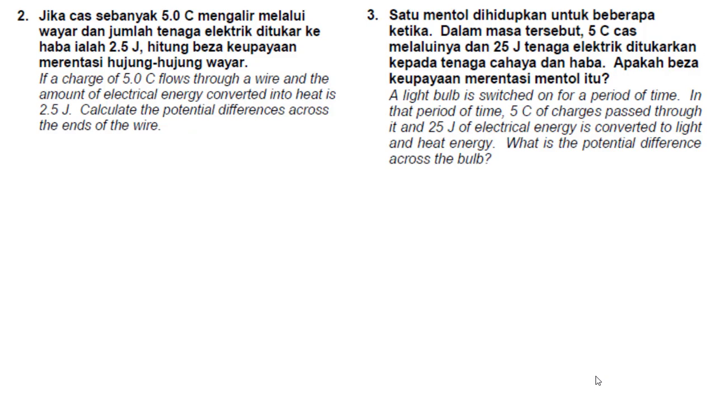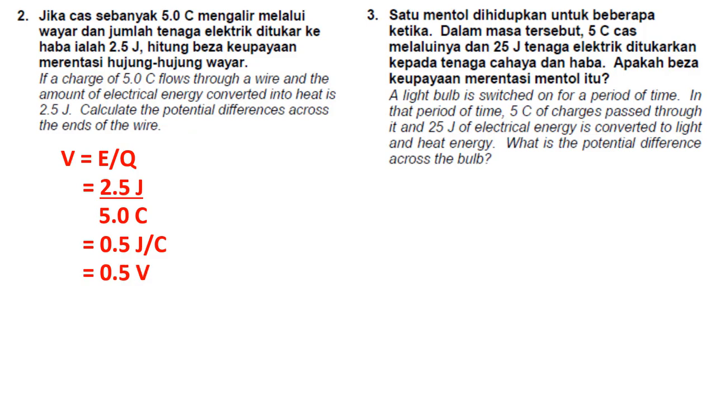For example, question 2. If a charge of 5 coulomb flows through a wire and the amount of electrical energy converted into heat is 2.5 joule, calculate the potential difference across the ends of the wire. So look at the information given. 5 coulomb refers to Q. Q equals 5 coulomb. And 2.5 joule equals energy. So calculate V. We have the formula E equals QV, so V equals E over Q, 2.5 divided by 5 coulomb. And we get the answer 0.5 joule per coulomb or 0.5 volt.